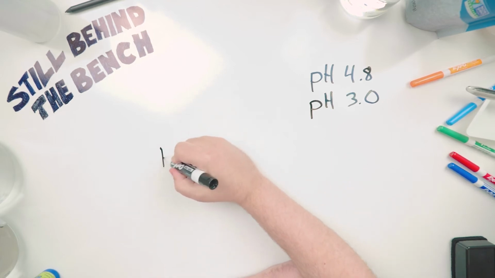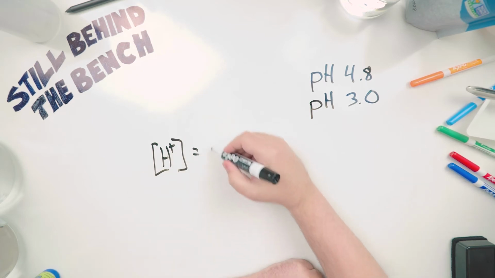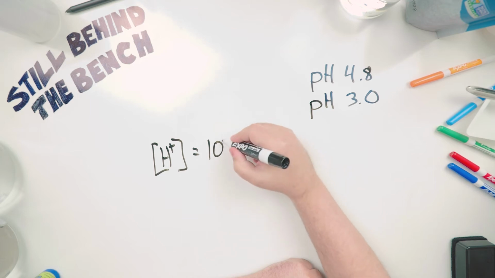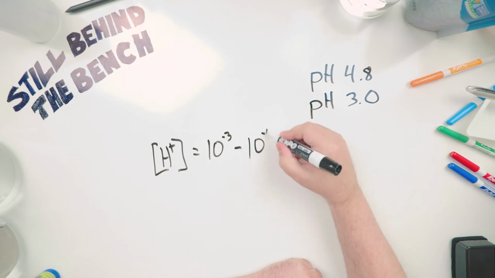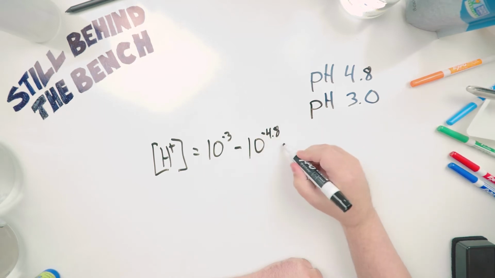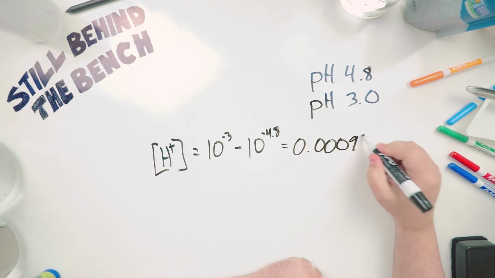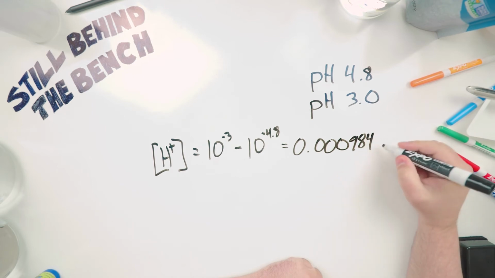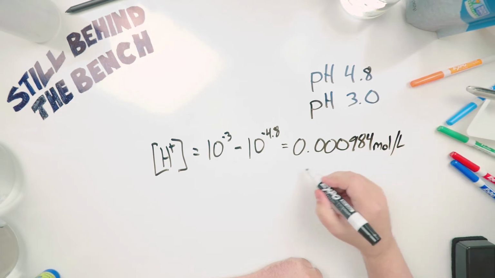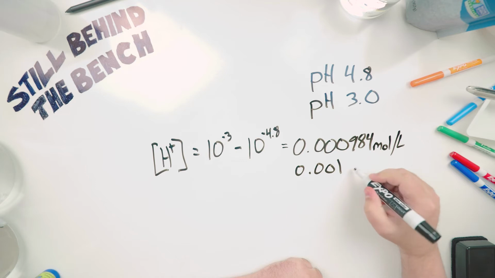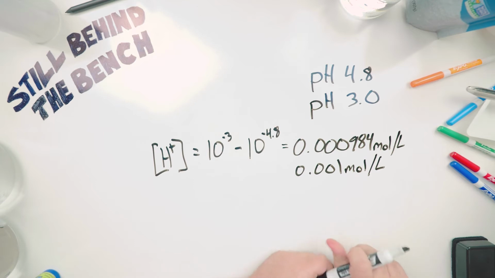So the concentration of hydrogen ions being added would be equal to 10 to the negative 3 plus 10 to the negative 4.8. That equals 0.84 moles per liter. Or you could just say 0.001 moles per liter. It's a pretty small number.